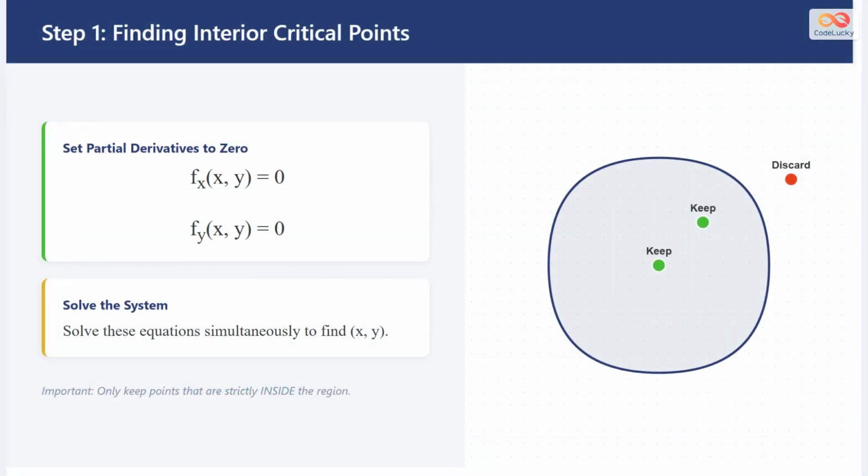Step 1 is finding critical points inside the region. We do this by taking the partial derivatives with respect to x and y, setting them both to 0, and solving the system. The crucial part here is to discard any points that fall outside our region. We only care about what is happening strictly inside the boundary.